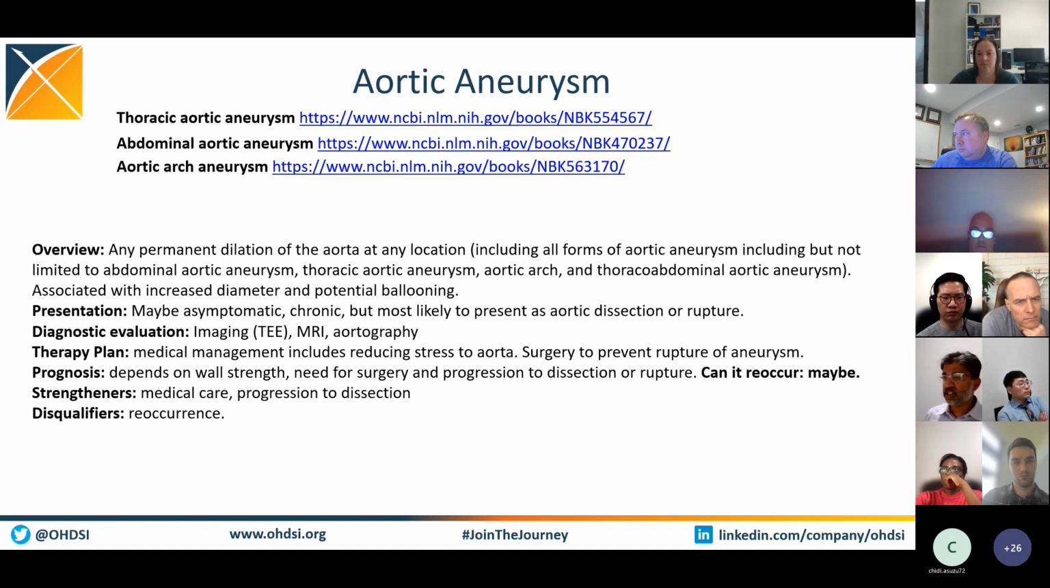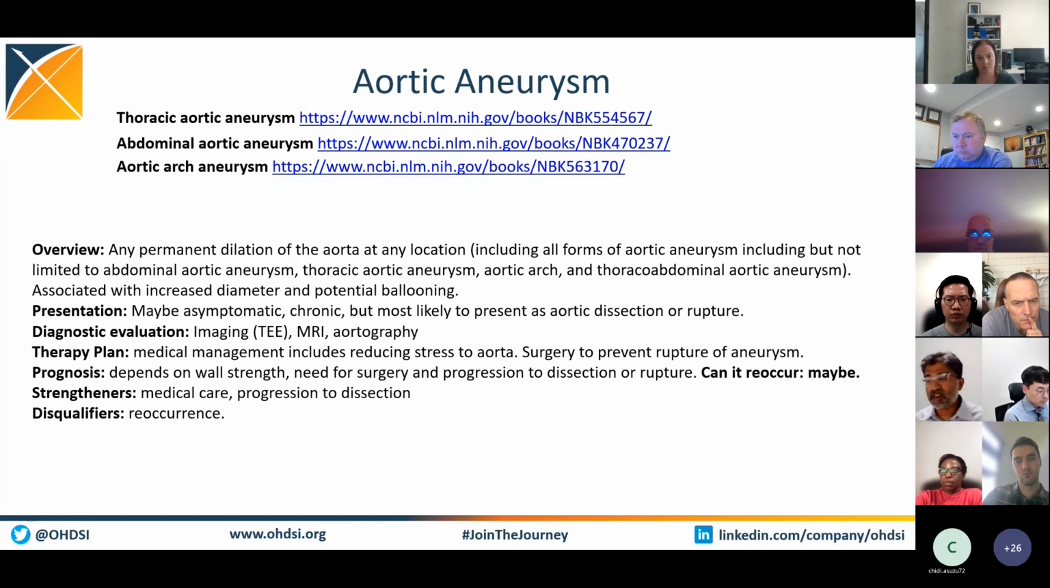Similar work for aortic aneurysm. Remember, this study has two outcomes: aortic dissection and aortic aneurysm. A similar transcription of readings was done for aortic aneurysm. Aortic aneurysm is any permanent dilatation of the aorta at any location. So we're talking about abdominal, thoracic, aortic arch, thoracoabdominal. This specification is important because if you start a study and you don't agree that the location is the entire aorta all the way to the abdomen, some investigators may think it's just the thoracic region and others may think it's the abdomen.